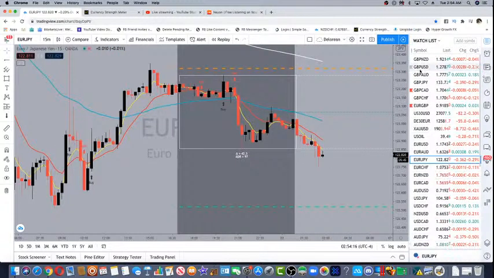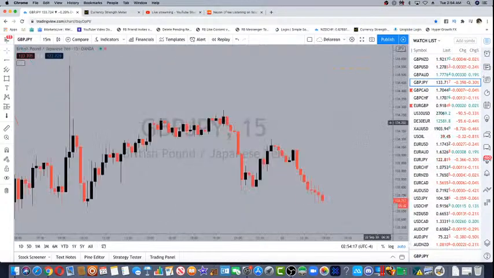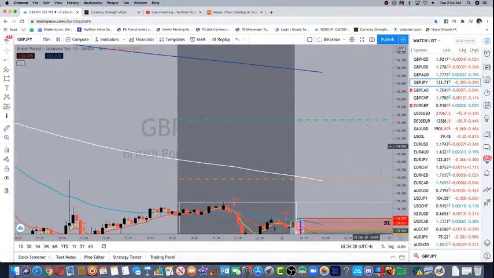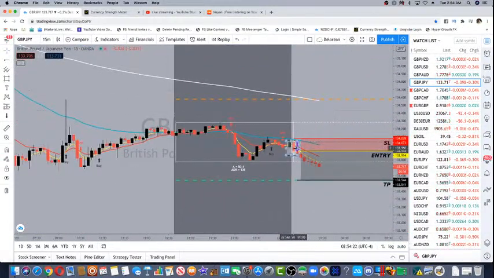Let's look at GJ real quick to see where we at. Okay, same thing here. This candle closed, we got in right here. 1, 2, 3, profit. We still in the trade.